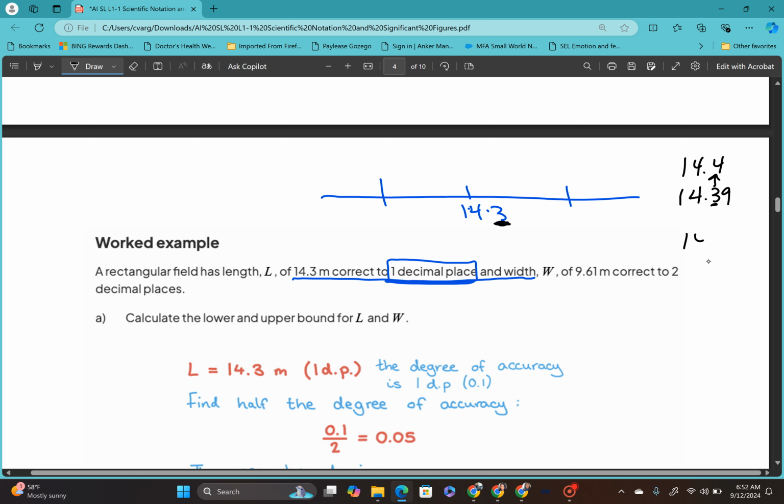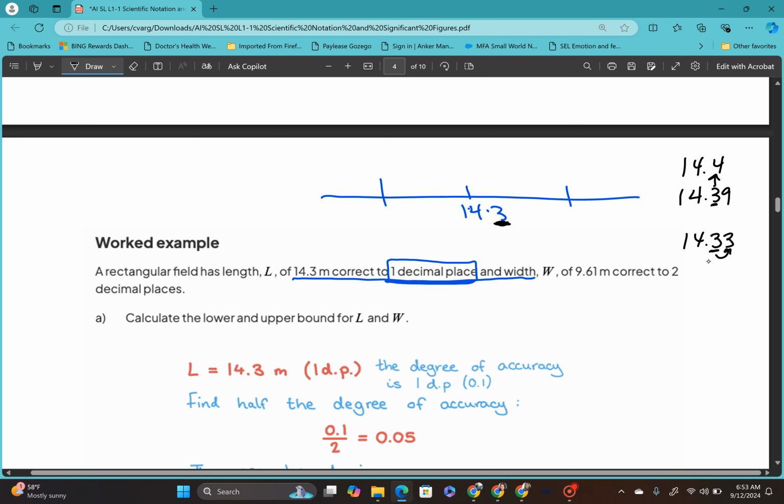How about 14.33? Does that round to 14.3? And the answer is yes, right? I'm looking at this decimal place. I look at one number to the right. So this is 4 or less, so I'm going to let it rest. Okay, so 14.33 is part of the solution. Okay. So what are all the numbers that round to 14.3?